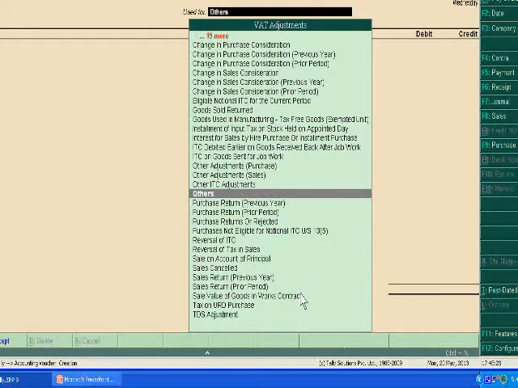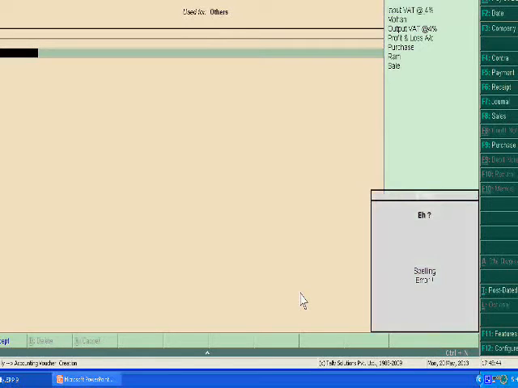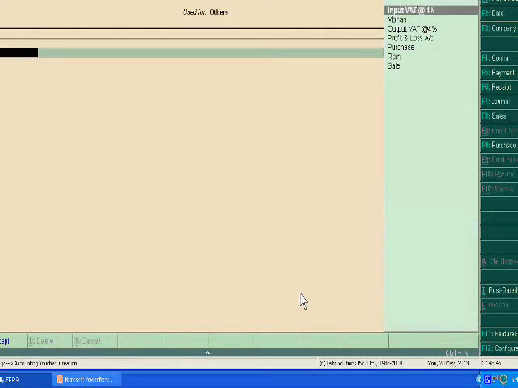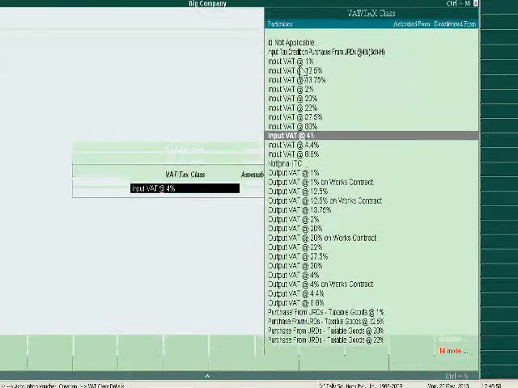Now I am just taking the others, and I am passing the voucher entry. We will debit VAT input. VAT input we will debit, not applicable.